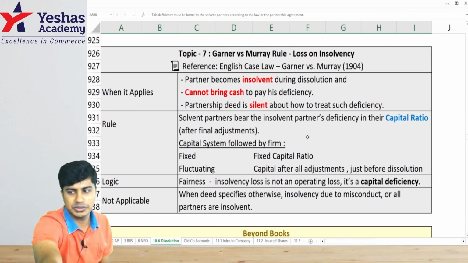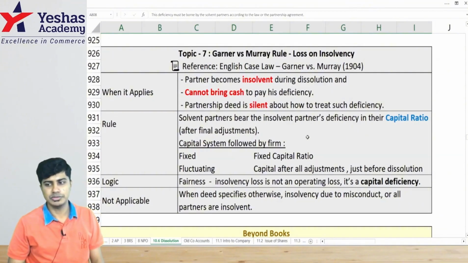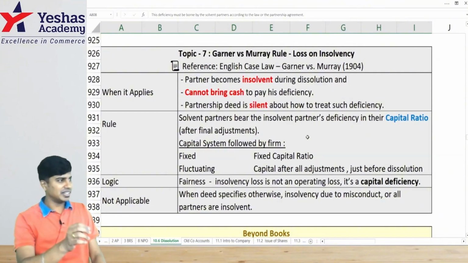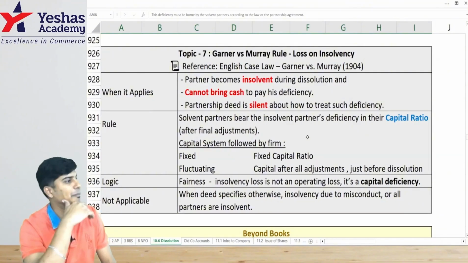Power issues. Now it's restored. Insolvency of one of the partners is not operating loss, it is capital loss.